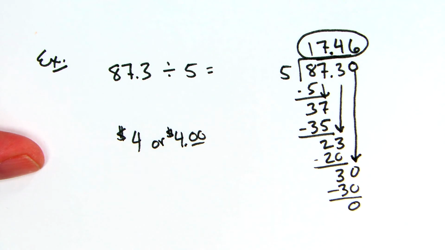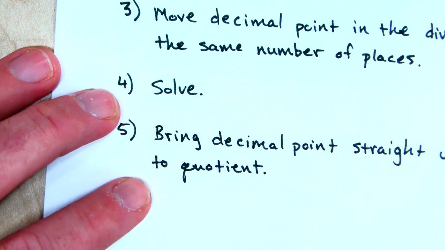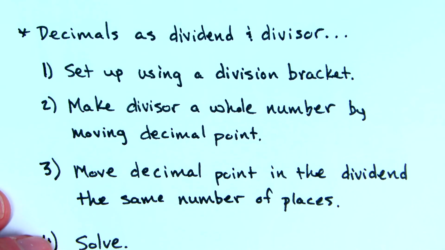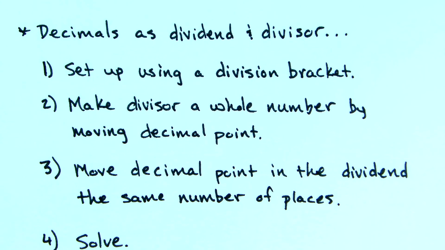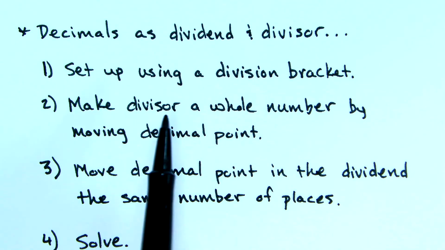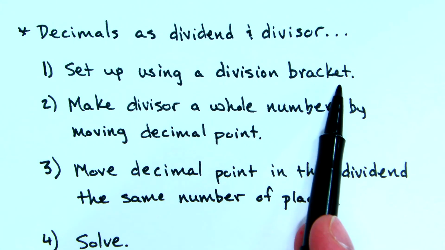So those are 3 examples of how to divide when the decimals are in the dividend. All right, let's switch gears here a little bit, and let's look into dividing decimals when they're not only in the dividend, but also in the divisor. It gets a little bit more involved. Okay. Step 1, same. Set it up using a division bracket.